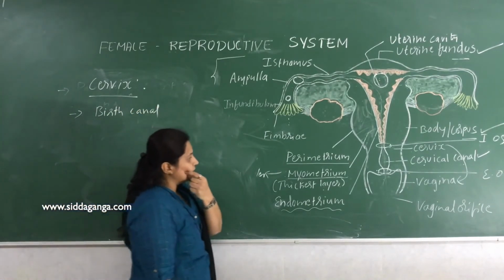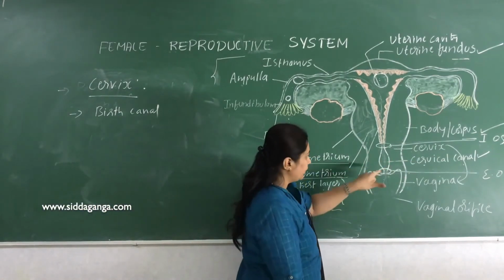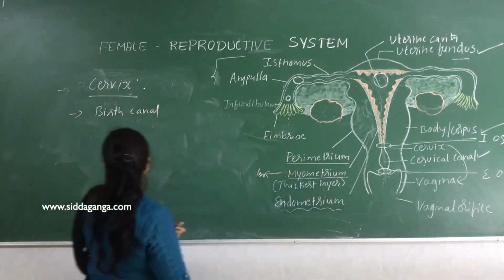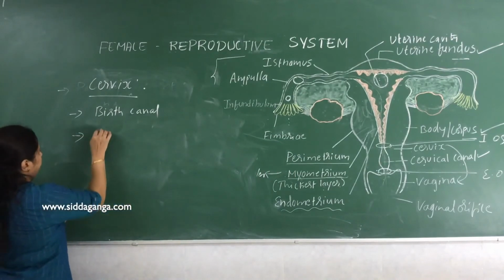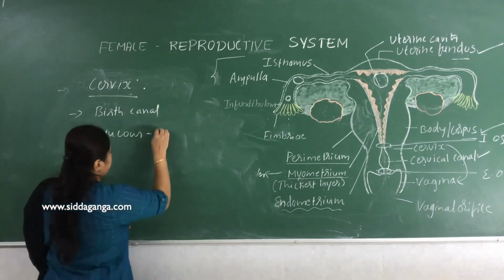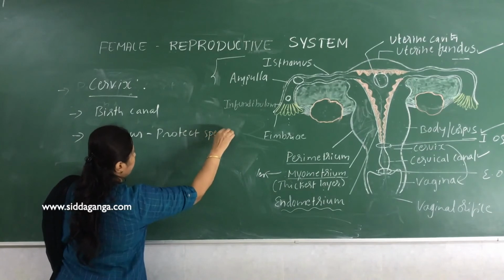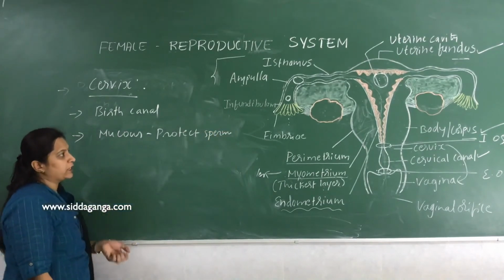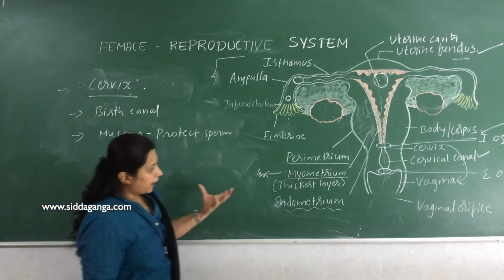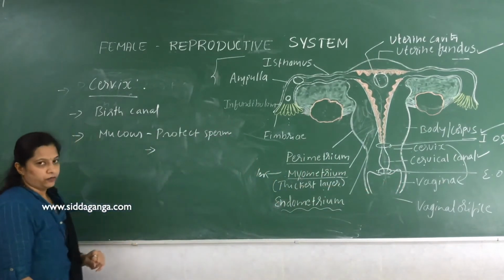And one more important thing here is the inner lining of the cervix. It has secretory cells that secrete mucus. The mucus helps in protecting the sperms. They protect the sperms from the phagocytes, and also from the hostile environment of the vagina.